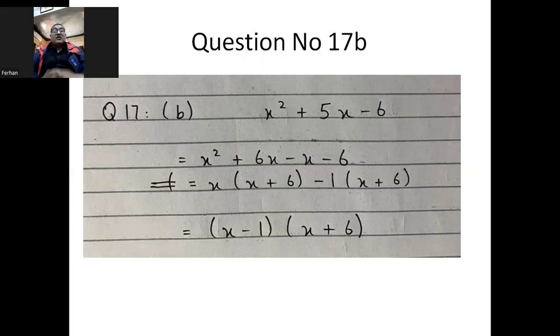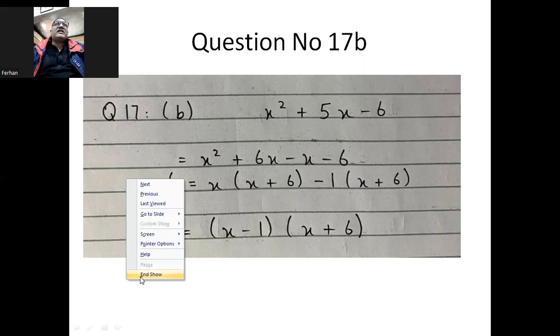In the middle term breaking, both the extreme terms remain the same. The middle term is broken. So you will have x squared plus 6x minus x minus 6. From the first two terms, I will take x common. So in the bracket I will have x plus 6. From the last two terms, I can take minus 1 common. So inside the bracket, you will have x plus 6. So now in these two terms, I can take this bracket x plus 6 common. So you will have x minus 1 into x plus 6. Hopefully you understand how this factorization is done. So that is how you do question number 17 and its B part.